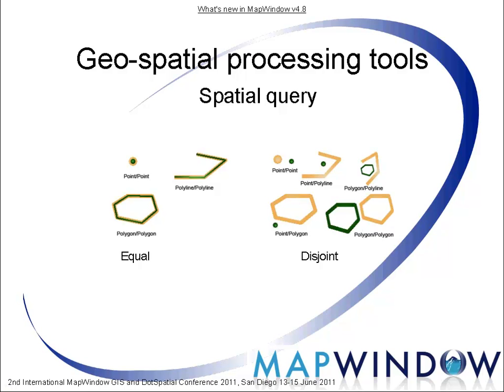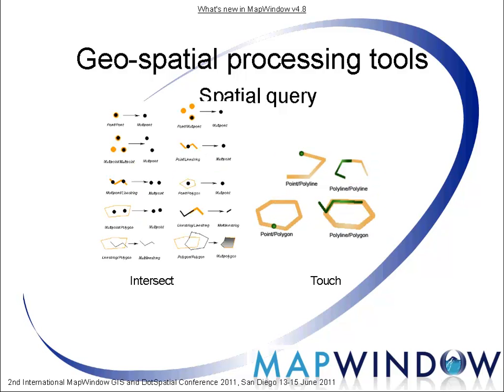Equals. 2 geometries of the same type have identical coordinate values. Disjoint. The intersection of the 2 geometries is an empty set. Intersect. The intersection does not result in an empty set. Intersect returns the exact opposite of result of disjoint. Touch. None of the points common to both geometries intersect the interiors of both geometries.